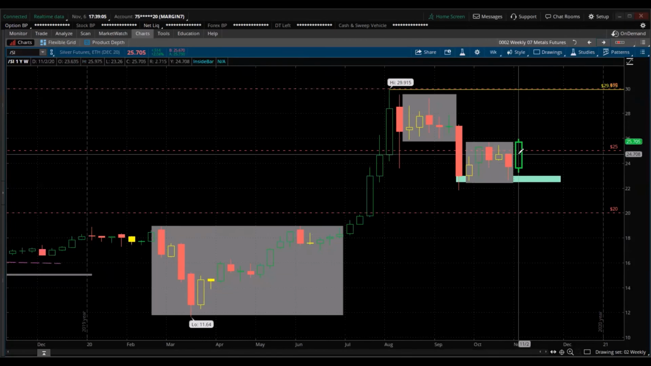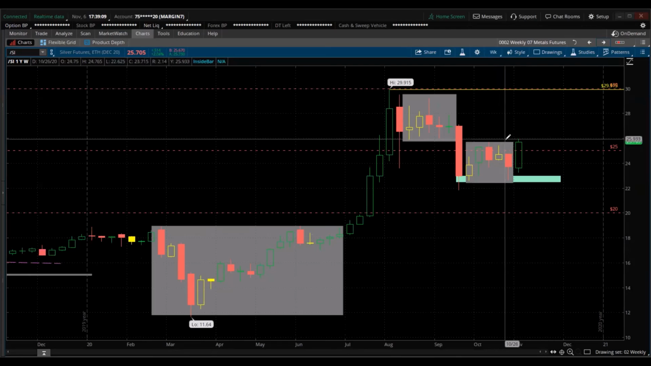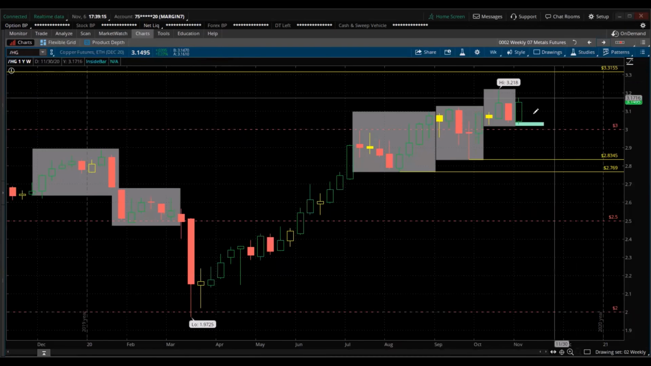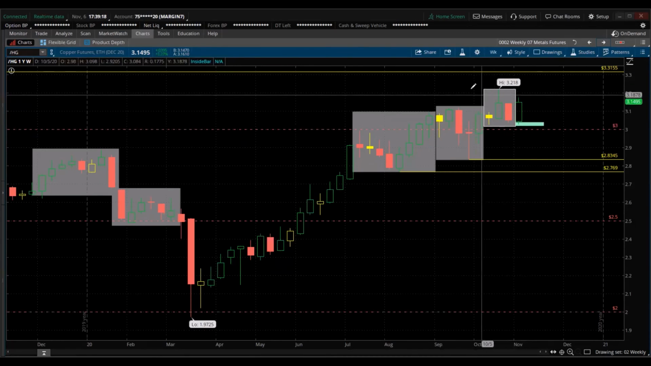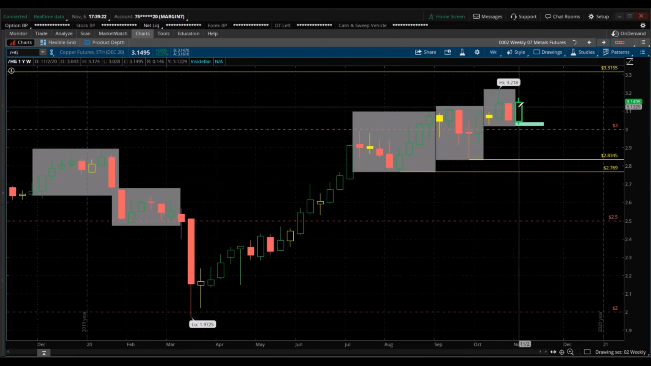Silver, very similar to gold. Again, testing above the consolidation area and just closing shy near the high. Copper, huge industrial use. Green for the week. Higher high, closing higher than the prior week.